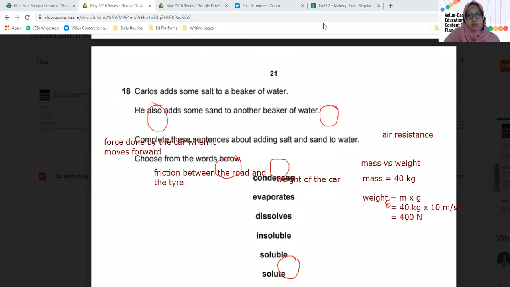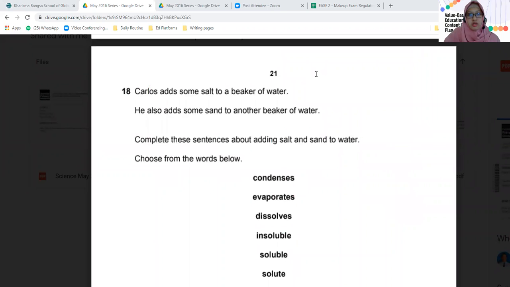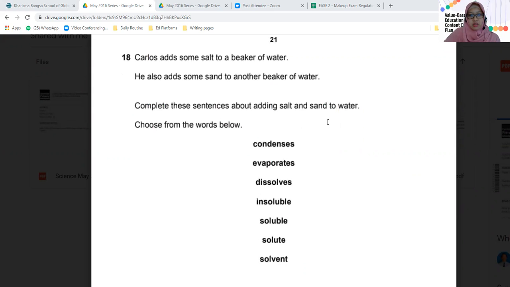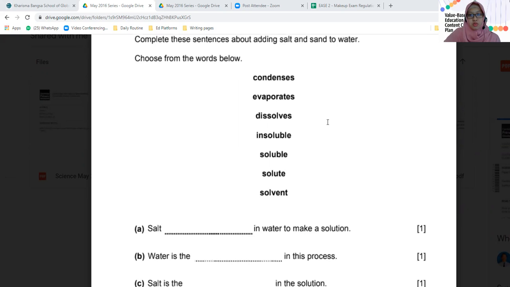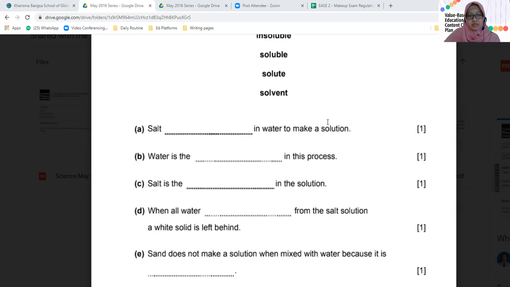Okay, let's continue. Number 18. Carlos adds some salt to a beaker of water. He also adds some sand to another beaker of water. Complete these sentences about adding salt and sand to the water. Choose from the words below: condenses, evaporates, dissolves, insoluble, soluble, solute, and solvent.